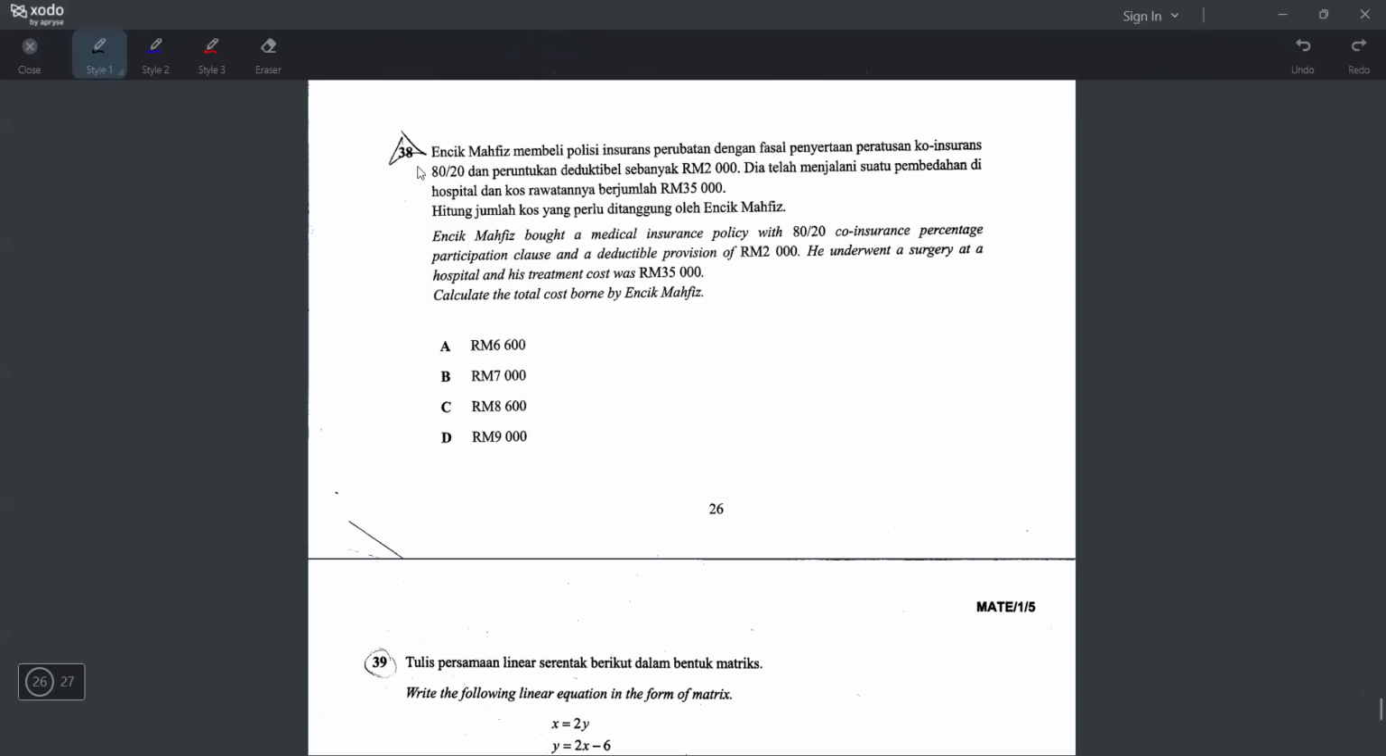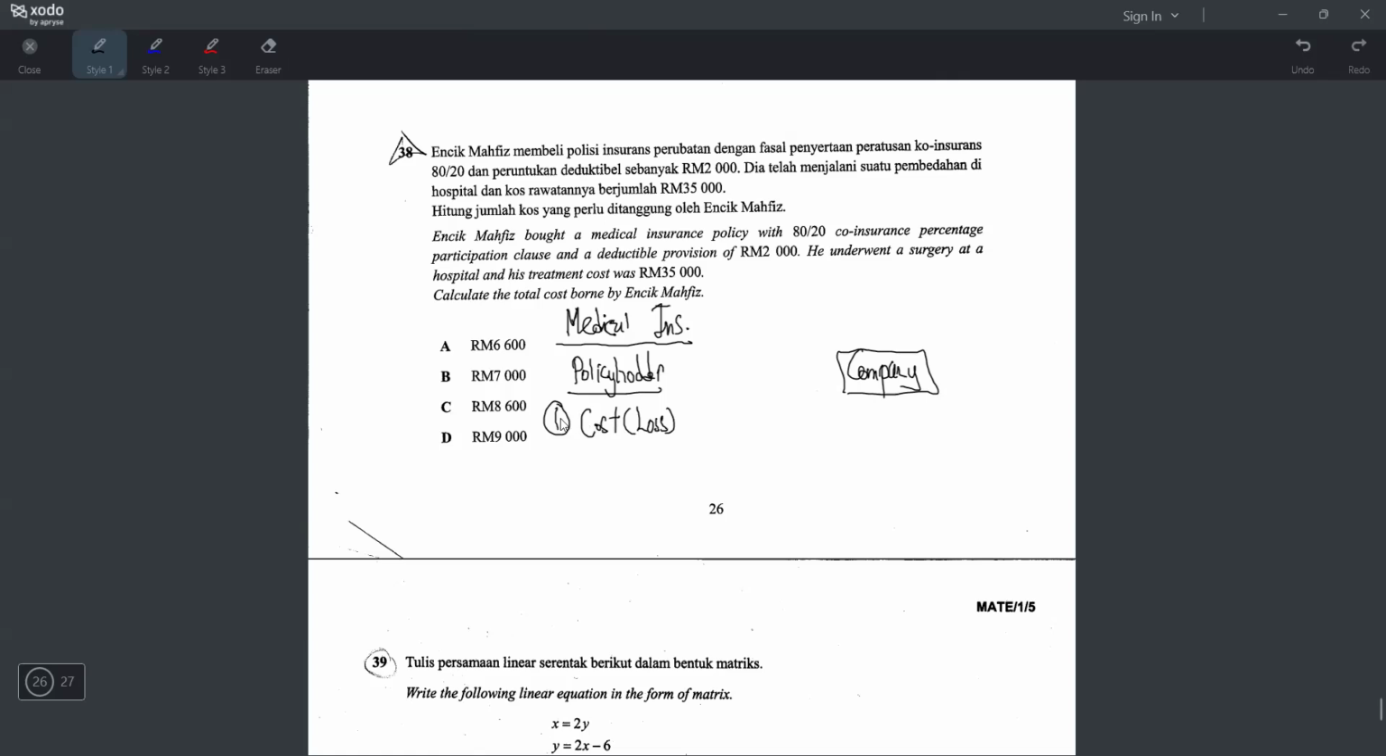Okay, continue. 38 is a medical insurance question. So I will give you the notes for medical insurance now. When I teach medical insurance, I just teach them to remember the step. Just memorize, just hafal all the step. So I will tell you medical insurance, how to calculate the cost borne by policy holder, and then for company. So you just hafal only, just follow the step. So for policyholder, step number 1, you take the cost, ataupun you can say the loss lah, the loss.